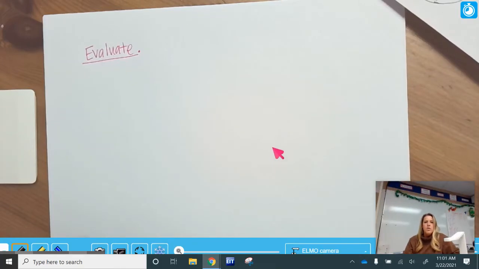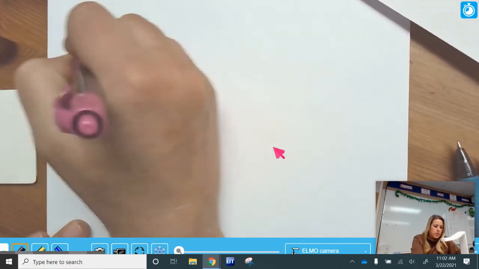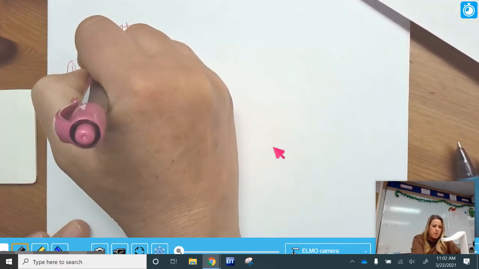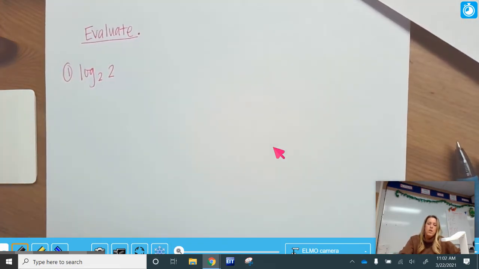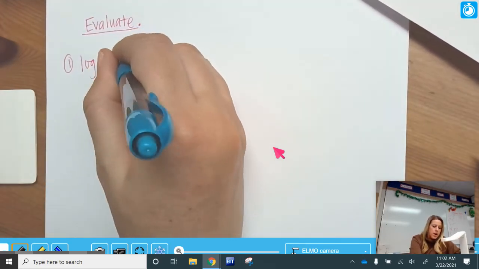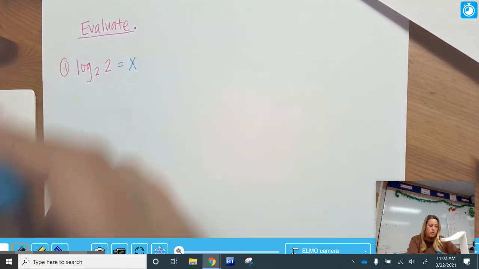Okay, so we are now going to go to the last section, which is evaluate. Let's say we have been given log base 2 of 2, and it says to evaluate. So all you have is a log base 2 of 2. What you're going to do first is set it equal to x. Then the second thing you're going to do is change it to exponent form.